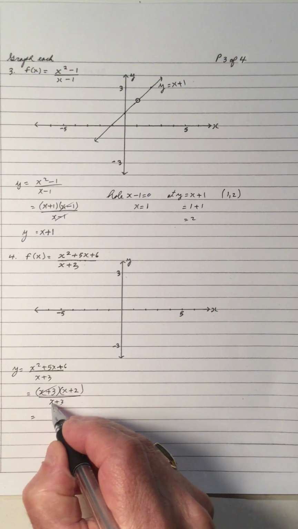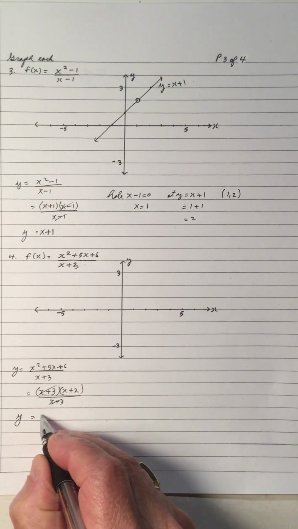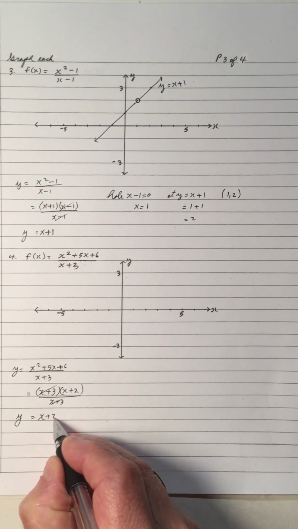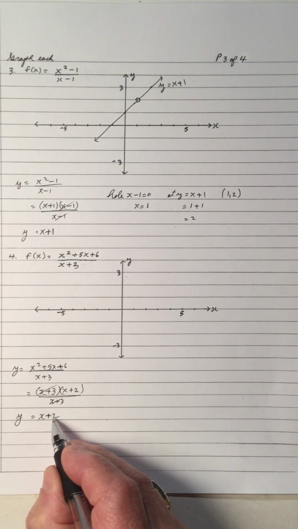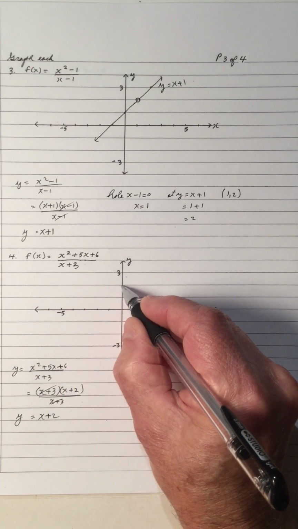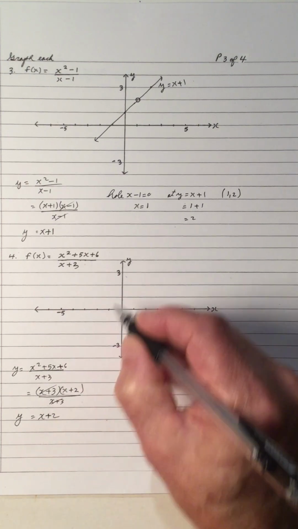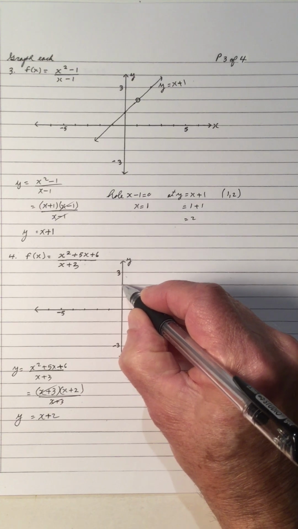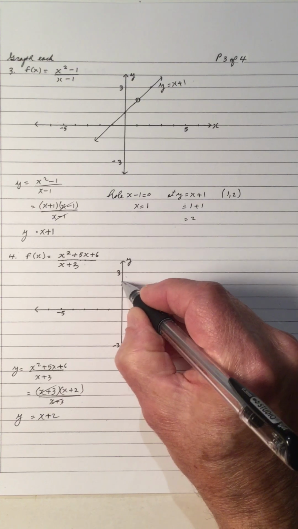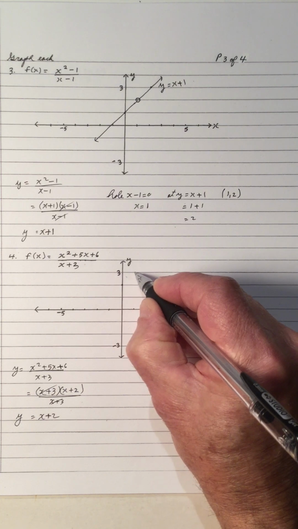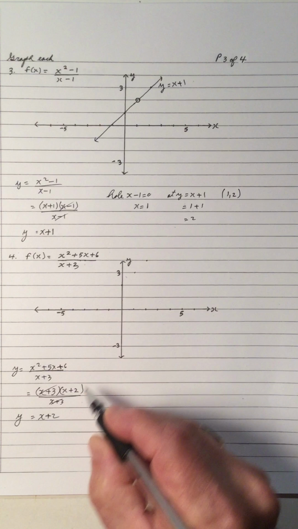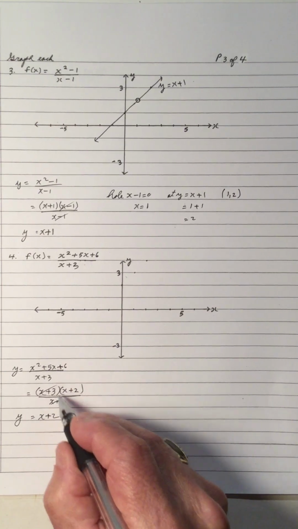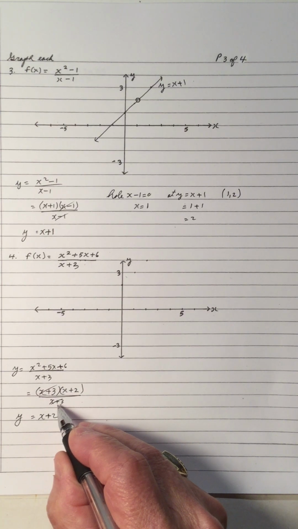And again, the x plus 3 cancels out. So I have y equals x plus 2. So I have a line that has a y-intercept of 2, which is here. The slope again is 1 over 1. So there's the y-intercept of 2. And we go up 1, right 1, and up 1, right 1. But we have a hole because the x plus 3 is removed.